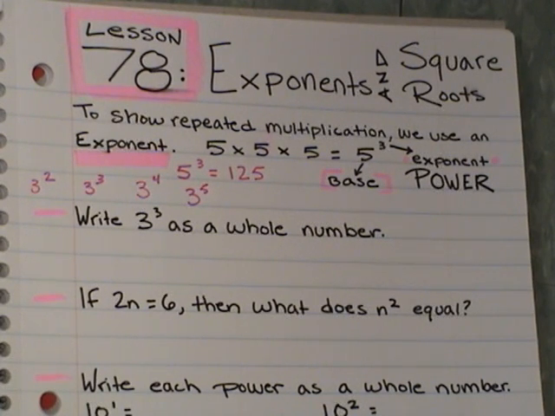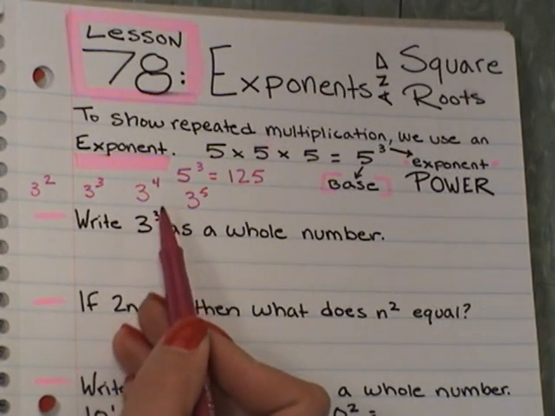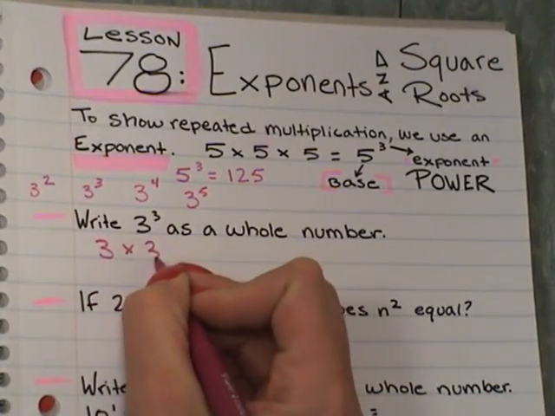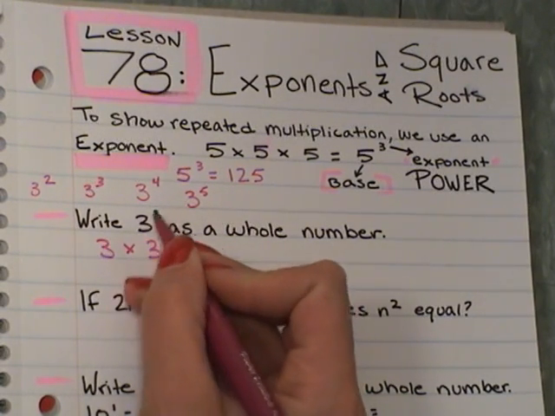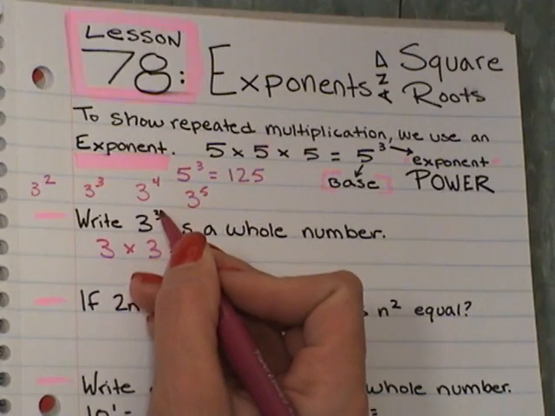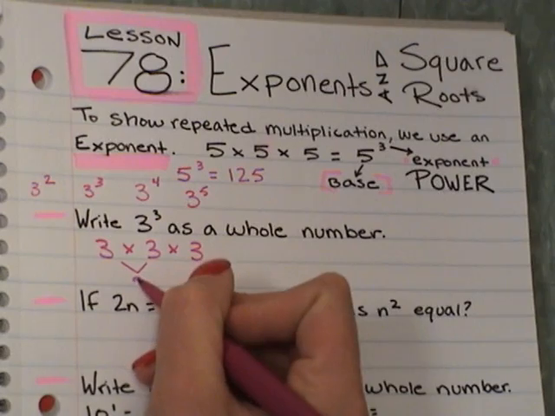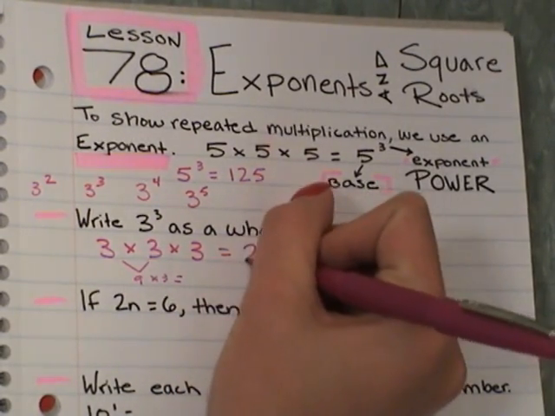So try to do the next one. It says write 3 to the third power, or 3 cubed, as a whole number. So I'm going to do this one with you first. What it's saying is we have 3, and it is being multiplied by itself 3 times. So this would look like 3 times 3 times 3. This is our base number, the number we're using, and my exponent tells us how many times it's being multiplied. So 3 times 3, this is 9, times 3 again, and that would equal 27.